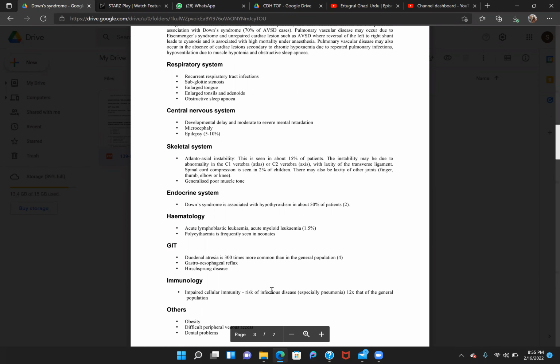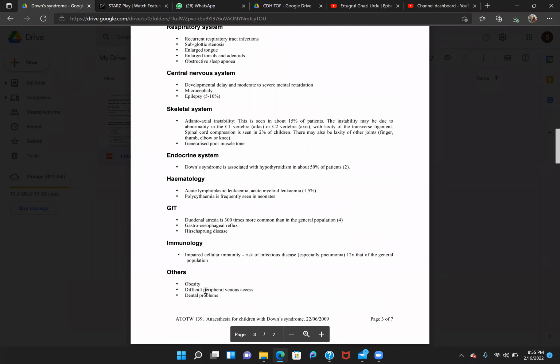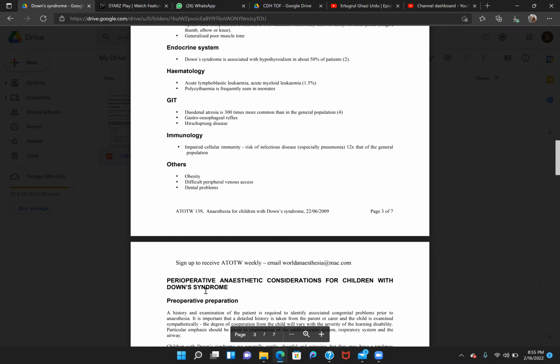This is one thing which was missed in the other: impaired cellular immunity. And one thing which is not written in the other article was OSA. These patients have chances of obstructive sleep apnea, so you have to rule out obstructive sleep apnea. Obstructive sleep apnea can occur either in a bariatric patient, like an obese patient, or in any patient with adenoids, tonsils, or things like that. Acromegaly.